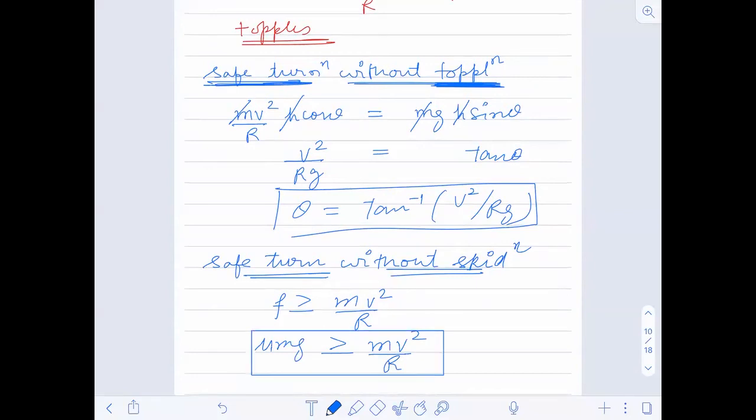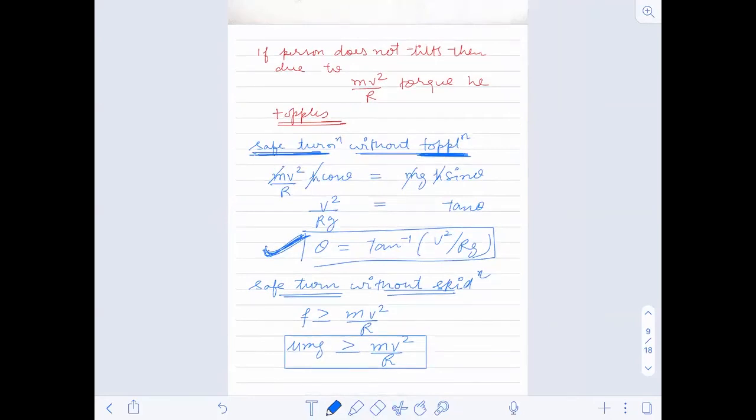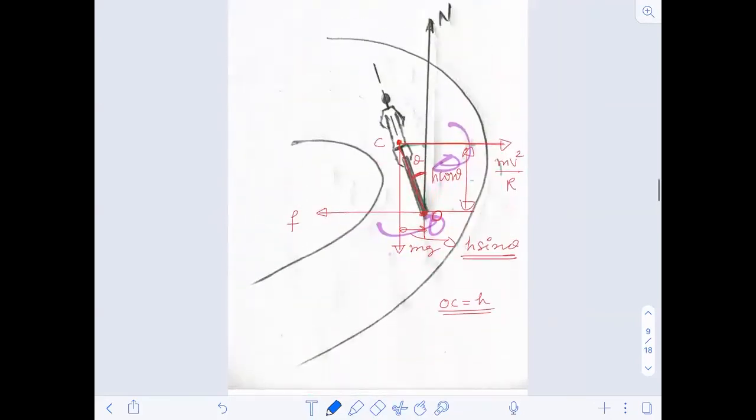I just wanted to take this after this toppling because of this case. Do you understand this case now? Is anybody having any doubt about why this person has to tilt theta degrees? It has to tilt. If he is not tilting, what will happen? Mv square by r will be making it topple.